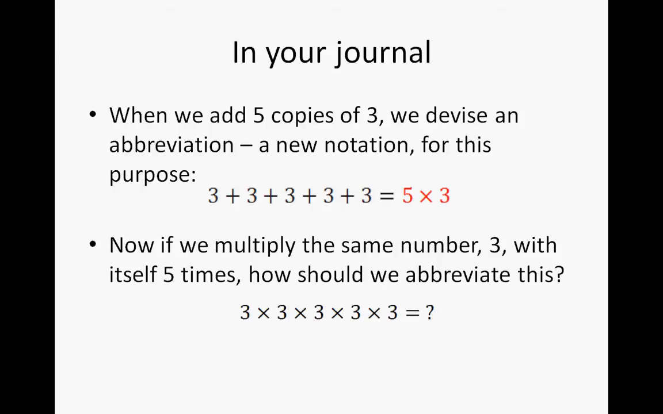Well, if we do the same thing with multiplication, let's say we take 3 and we multiply it by itself 5 times, how are we going to abbreviate this? Instead of a huge sentence again, is there a way we can come up with to simplify this?